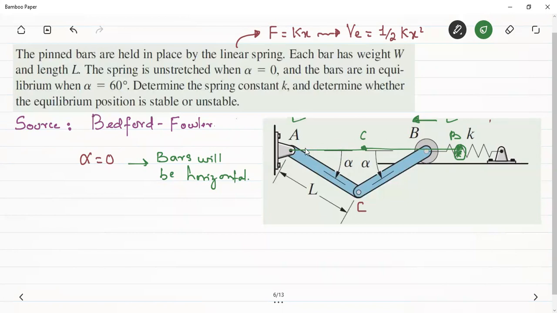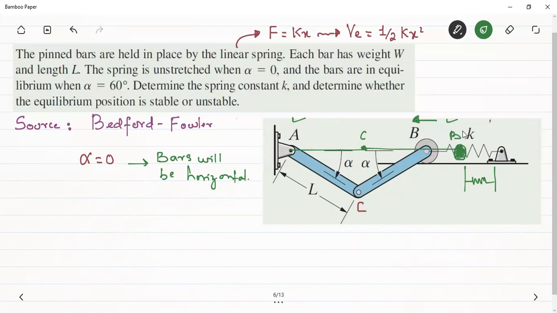And when B comes closer to A, the stretch in the spring is going to increase, because at this instant, the spring is unstretched. This will be the length of the spring when the roller is at this position. That is when the bars are horizontal, or rather when alpha is equal to zero, the bars AC and BC will be horizontal. The point B will be farthest away from A, and the spring in this state is unstretched, because it is clearly mentioned that when alpha is equal to zero, the spring is unstretched. That is, the bars will be horizontal and the spring will be unstretched.